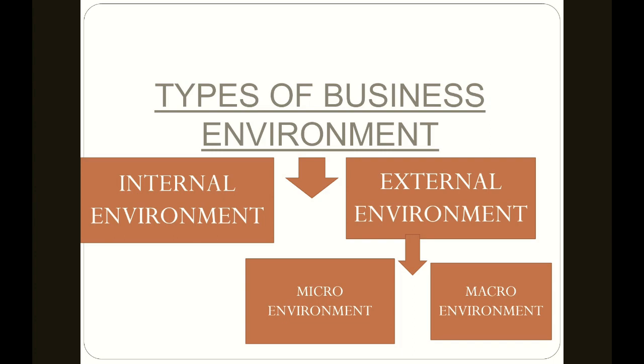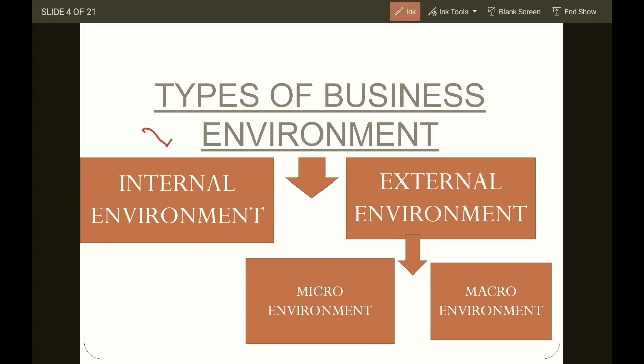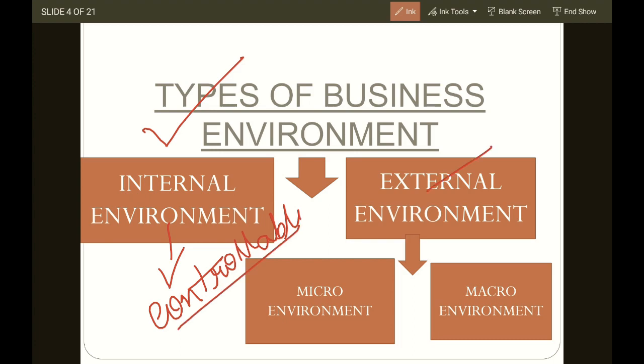Now, types of business environment. Business environment is classified into two categories. I've told you earlier, that's internal environment, within the organization, which is controllable. You can control it, change it, and modify it according to your requirement. The external environment is uncontrollable. But micro factors are partially controllable; you can somewhat control them. Macro factors you can't control.